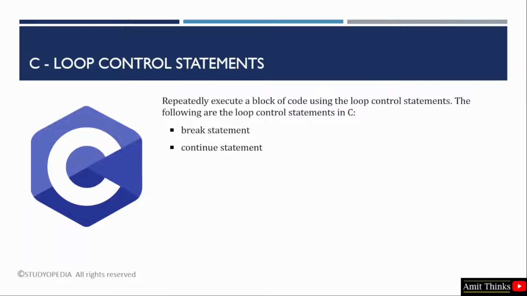Break and continue statements are loop control statements in C language. If you want to repeatedly execute a block of code, use the loop control statements like break and continue. These are also called control flow statements that will allow you to alter the execution flow within loops and switch statements. We saw the switch statement in the previous lessons.